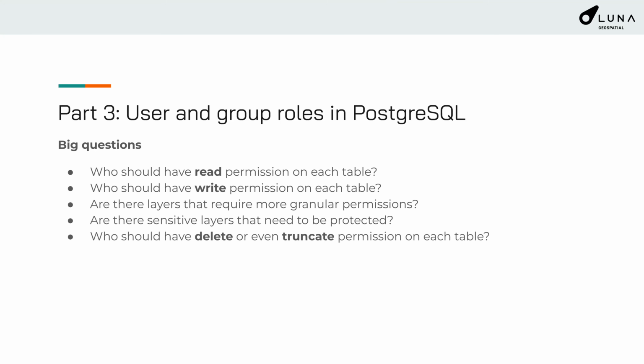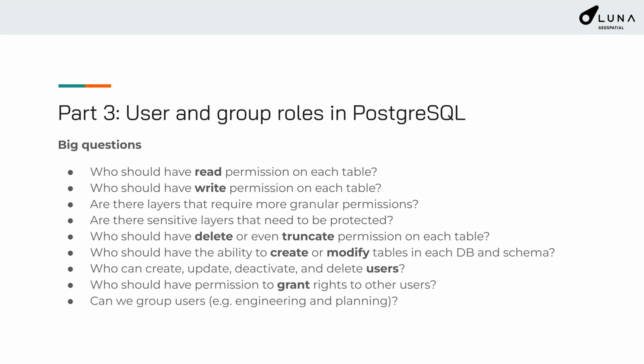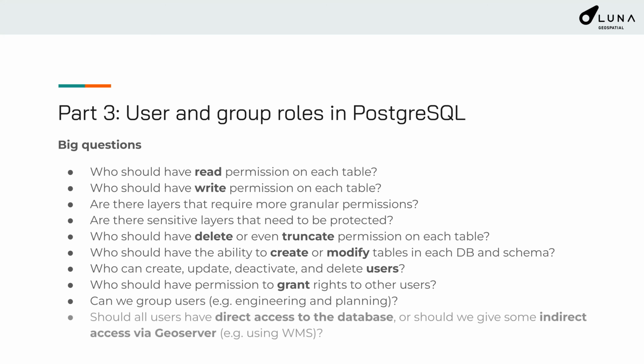Truncate is delete every row within a table, permission on each table. Who should have the ability to create or modify tables? Who can create, update, deactivate, and delete users? Who should have permission to grant rights to other users? Can we group users? Is there like an engineering department and all those users can go together, and planning? They will have specific rights over layers within the database.